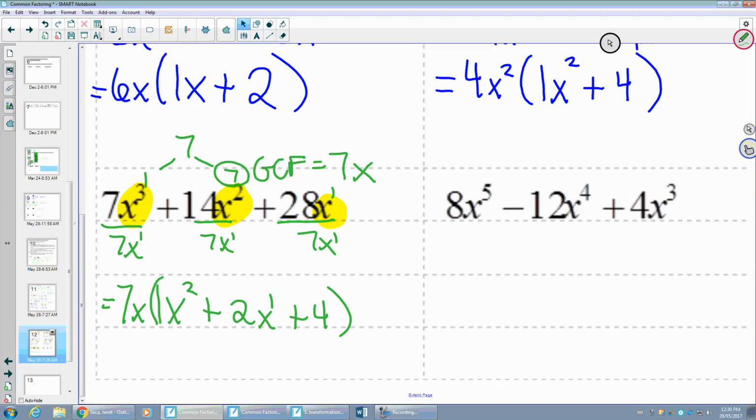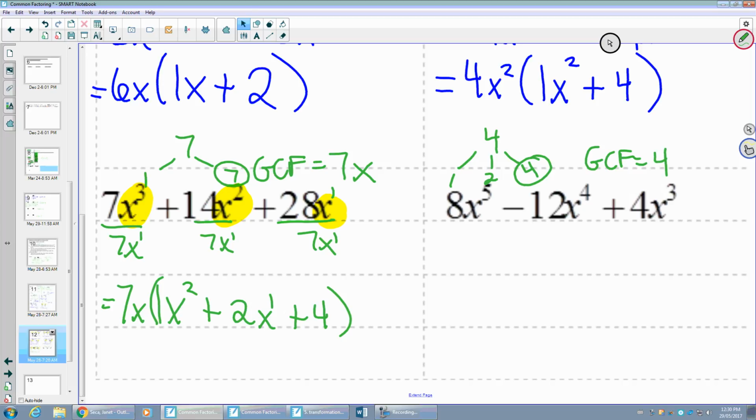Okay, our last example here. Again, I'm going to start with the smallest number. The smallest number here is 4. So I write my factors out of 4. 1, 2, and 4. Okay, and I go piece by piece. Does 8 divide by 4? Yes, it does. Does 12 divide by 4? Yes, it does. Does 4 divide by 4? Yes, it does. So 4 is my greatest common factor.